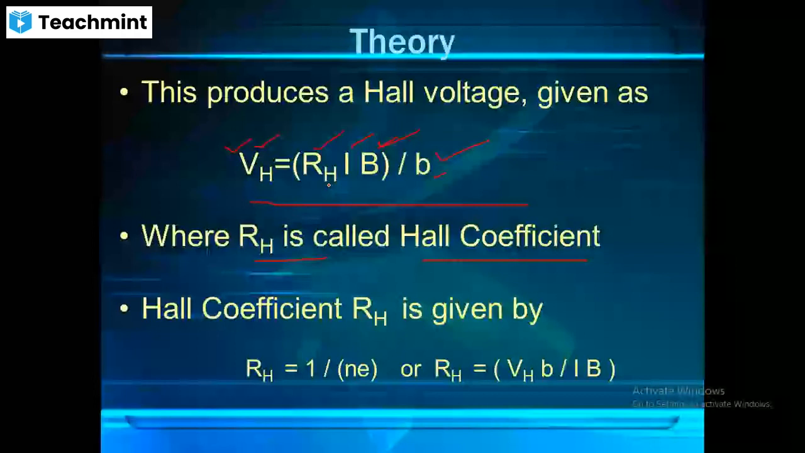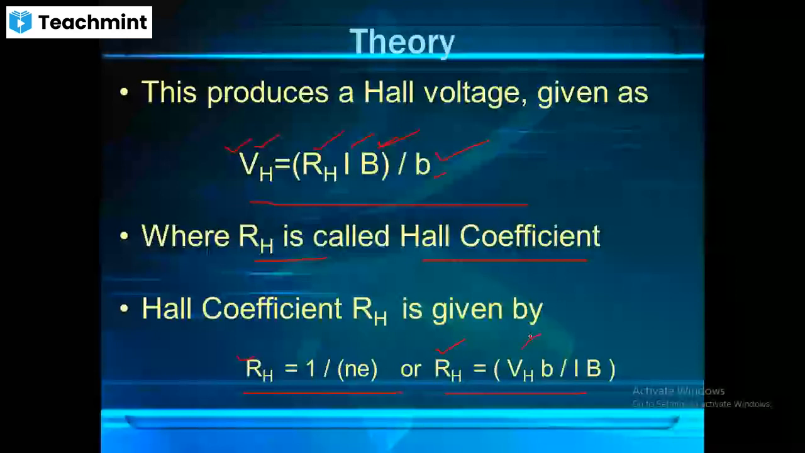From this formula, we can obtain an expression for the Hall coefficient: RH equals VH into small b divided by I into capital B. This is one expression for the Hall coefficient. We have one more expression for the Hall coefficient: RH equals 1 divided by Ne, where N stands for the electron concentration or the charge carrier concentration, and e stands for the charge on the particle, whether it's the electron or hole, the charge on the corresponding particle. So this is one more formula for the Hall coefficient.